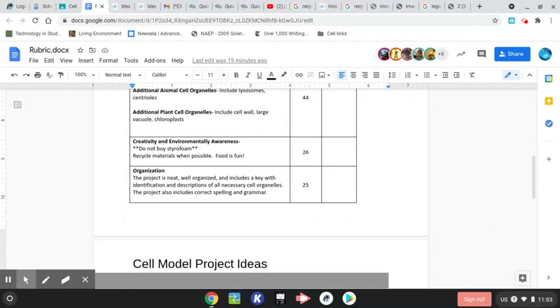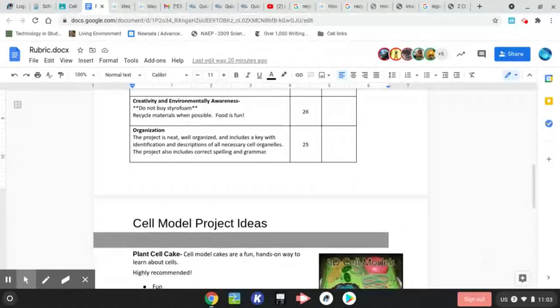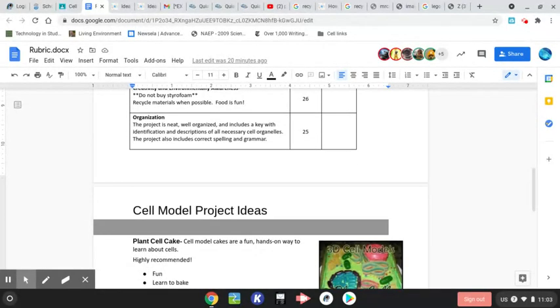Okay, food is fun. I have that in there, and I'll talk about that in a minute. A lot of people choose food ideas. So, organization. The project's neat, well organized, includes a key with identification and descriptions of the organelles, and it is spelled correctly and has good grammar.